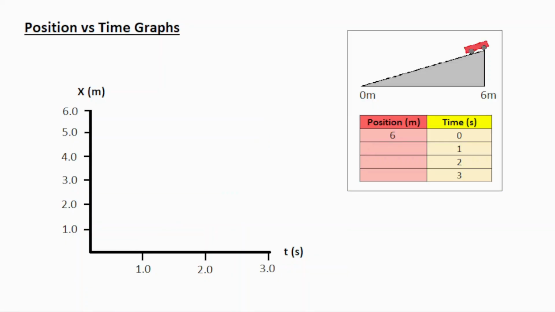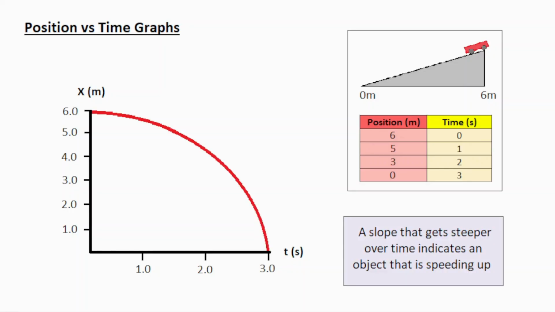Let's look at a second example. Here we have another cart that is released from rest at the top of an angled ramp. I expect this cart to speed up as well, but now it starts at a position of 6 meters and moves backwards towards a position of 0 meters. I think the graph shape would look like this. We now have a y-intercept at the 6 meter point, and we end at a position of 0.